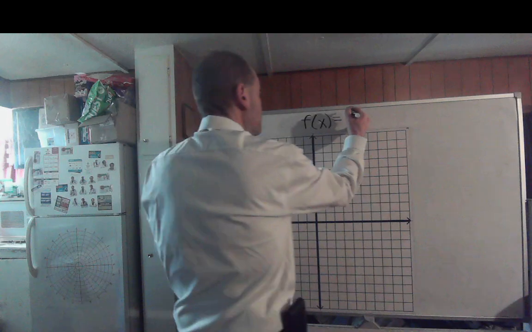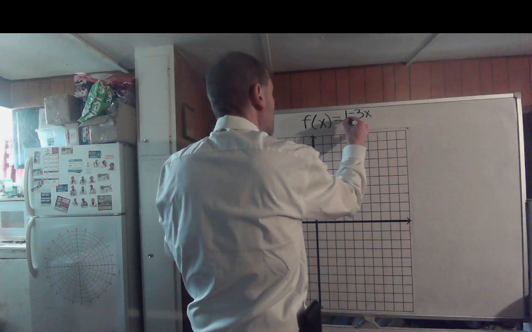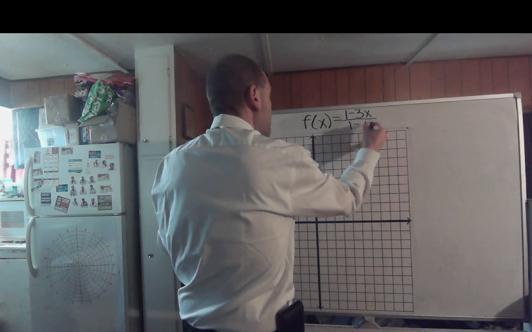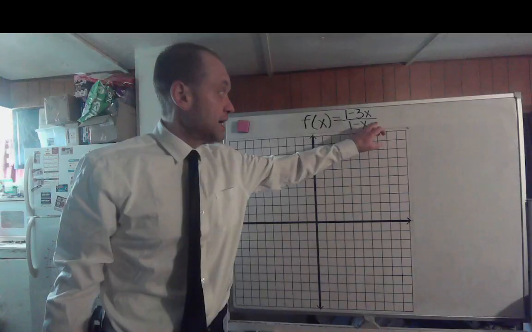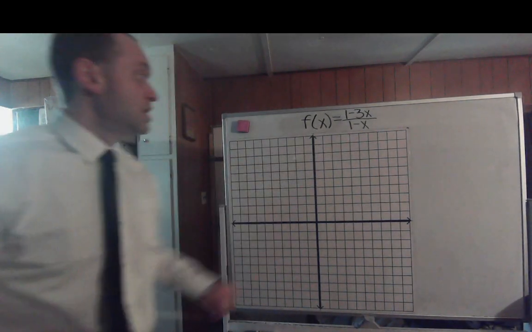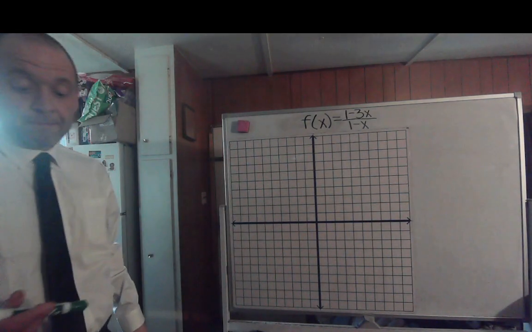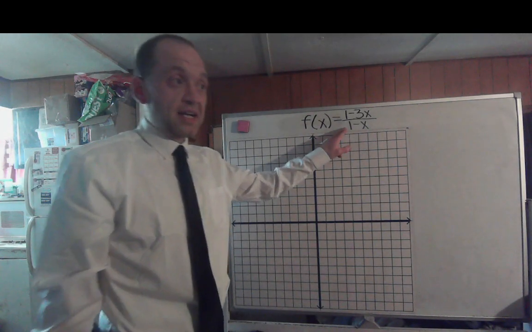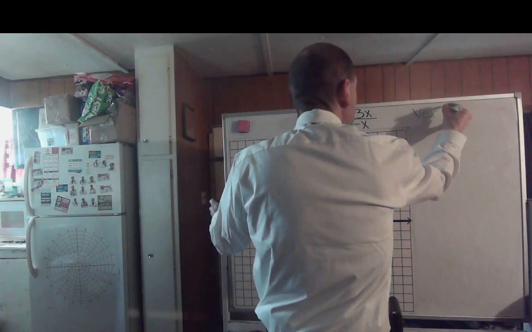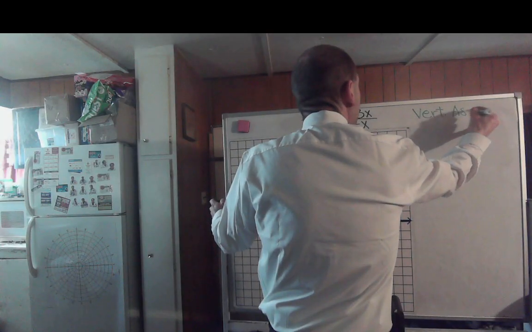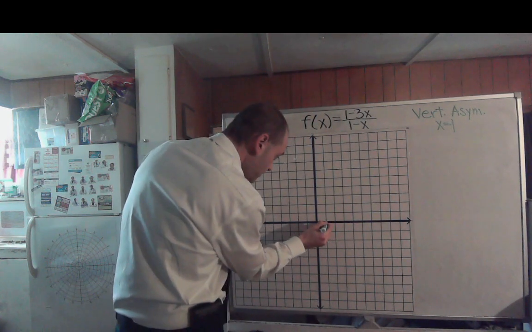Alright, let's see, we have 1 minus 3x all over 1 minus x. So we have f of x equals 1 minus 3x all over 1 minus x. Well, we can identify the vertical asymptote pretty readily. That's just going to be 1 minus x equals 0. That would give you x equals 1. So you have a vertical asymptote located at x equals 1. So let's go ahead and draw that vertical asymptote.